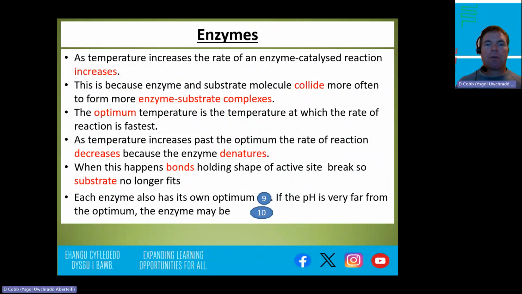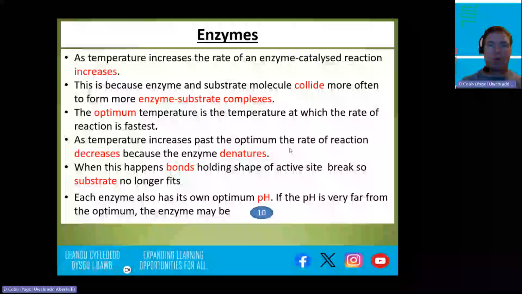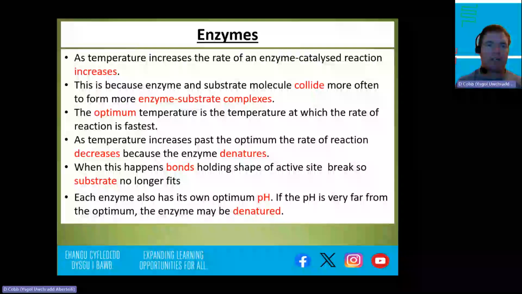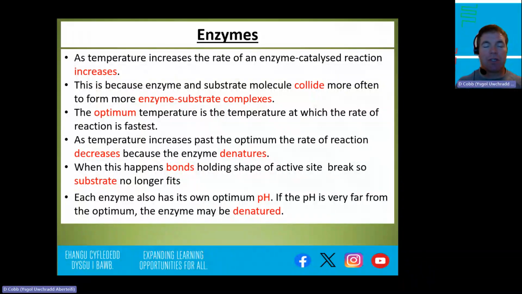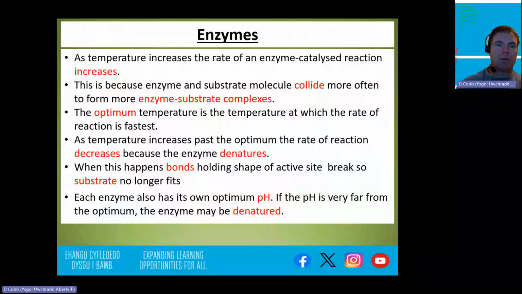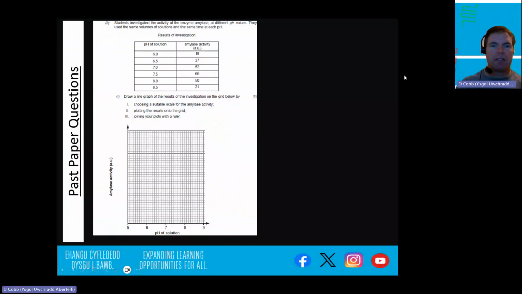Last point, each enzyme has its own optimum pH, and if it's very far from the optimum, the enzyme may be denatured. And the fact that on that slide that I've shown you there, most of that relates to temperature, is quite appropriate given it's far more likely to get a question on temperature. But we do see them on pH, and there's plenty to learn from them.